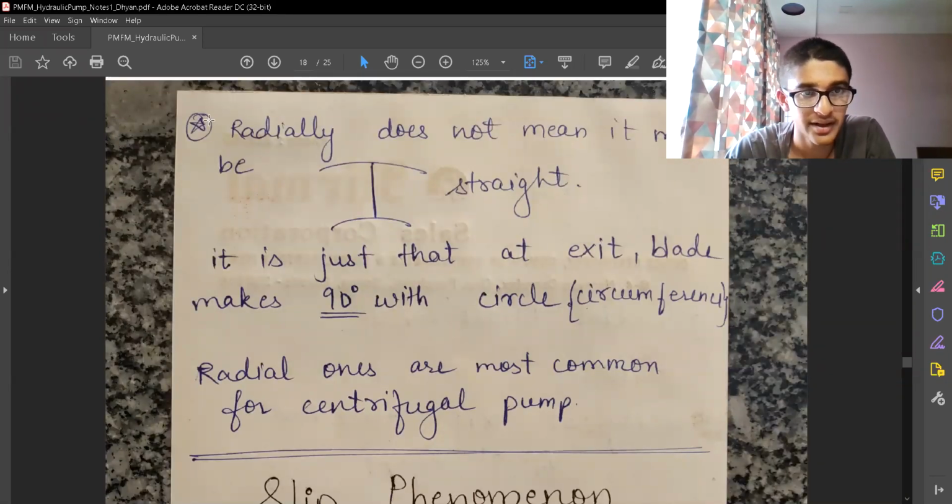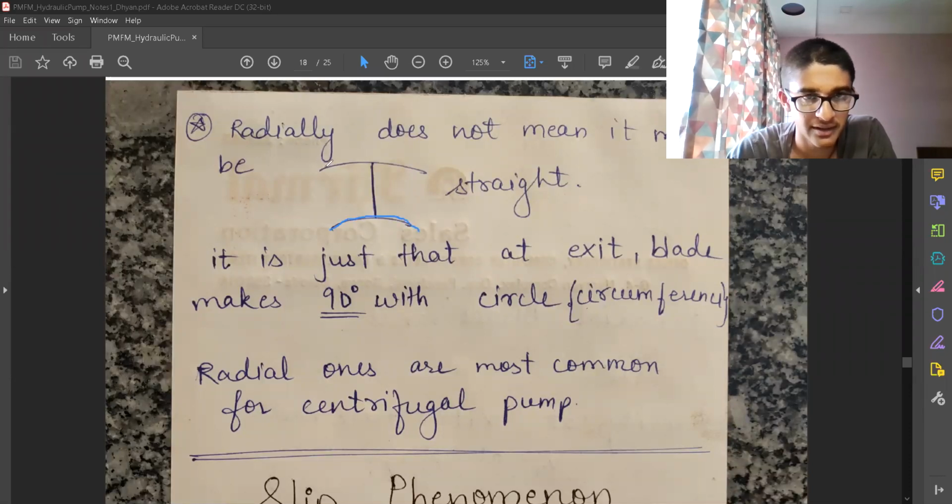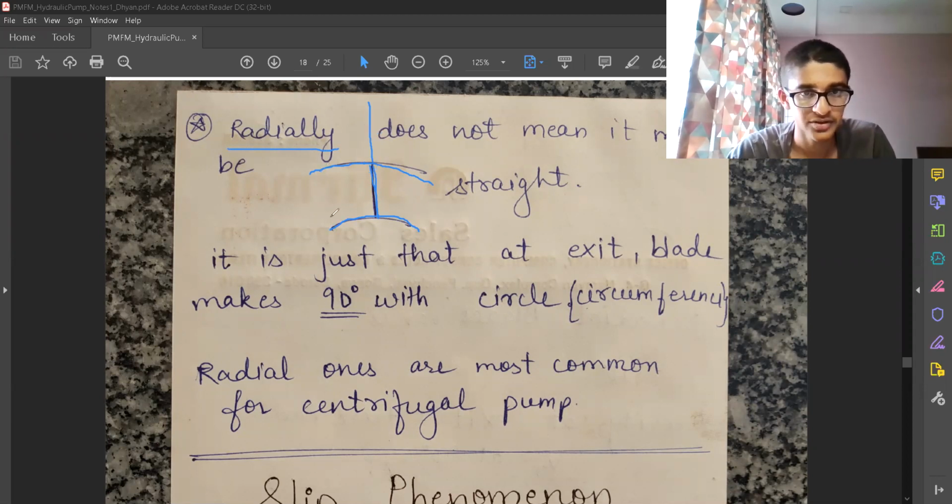So let's see what this is. Radial does not mean it must be exactly straight. This is very important. If this is the inlet radius and this is the outlet radius, and here are the blades, a radial blade does not mean it should be perfectly straight at all points. It only means that at the exit, the velocity is directed perpendicular. So over here we can have such turns, and at the end we can make it perpendicular. The blade can have many different shapes, but at the end it should be perpendicular to the circumferential direction.